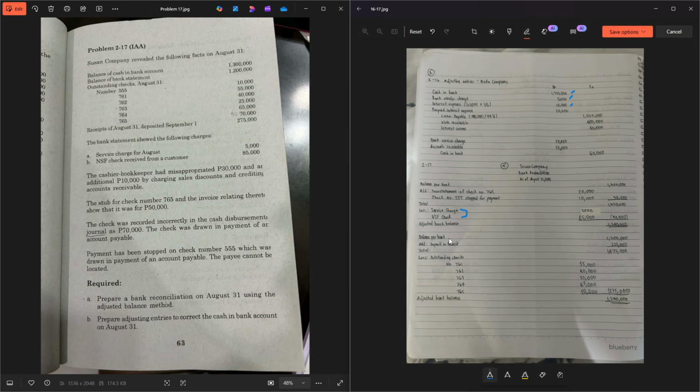The balance per bank is 1,200,000. The deposit in transit is 275,000, which comes from this one. The total would be 1,475,000. And then you get your outstanding checks, the 761, 2, 3, 4, 5. You get the total, 235,000. You subtract it from the previous total in order to get your adjusted bank balance of 1,240,000.